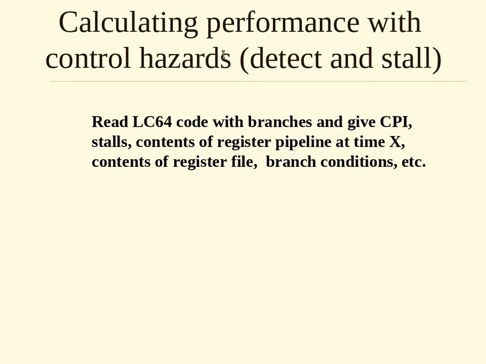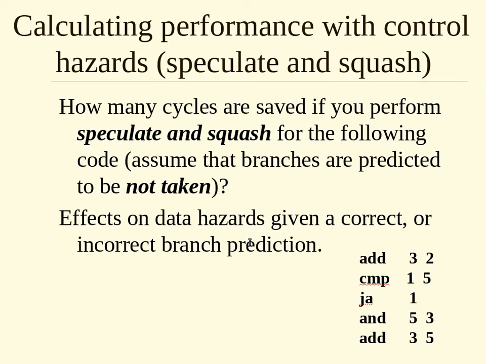Alright. So, detect and stall, calculating performance, read the code with branches. We don't have the code. Okay, great. I'm just giving you examples of what problems you may encounter. How many cycles are saved if you perform speculate and squash, assuming not taken? Well, since at this point you would stall 3 cycles, you're actually saving 3 because you don't have to put in no-ops, you're just guessing that it's not taken, and then you move on.